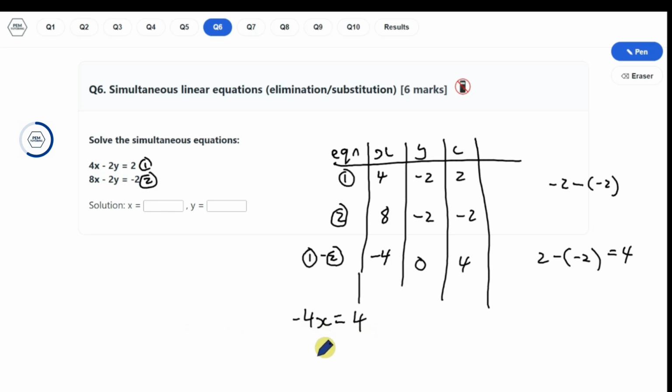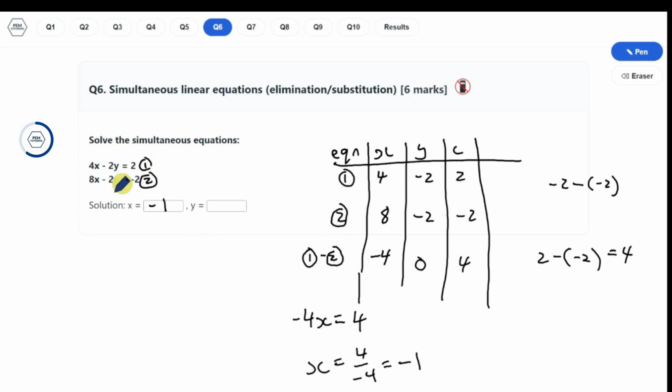Okay, so therefore x is going to come out to be, if we divide both sides by negative 4, we get 4 over negative 4, which is going to be negative 1. So now we know x is equal to negative 1.